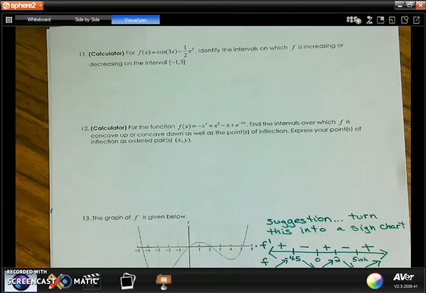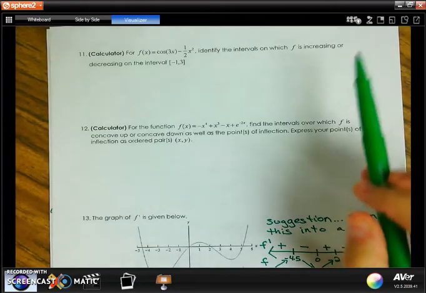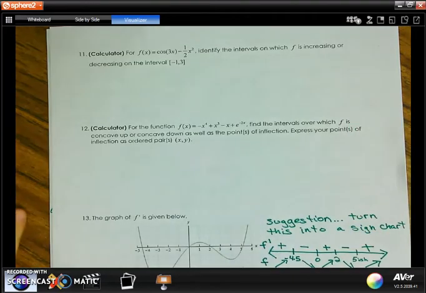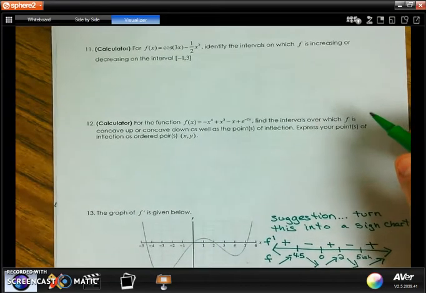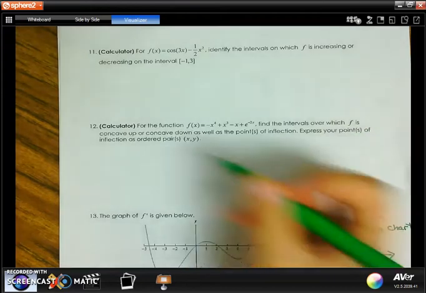This is Unit 3. This will be page 5, and primarily using the calculator. Okay, so in number 11, they are asking us to find the intervals over which f is increasing or decreasing. Now, there's kind of two ways that you can do this. I'll do it the calculus way first, and both of them are going to involve the calculator.